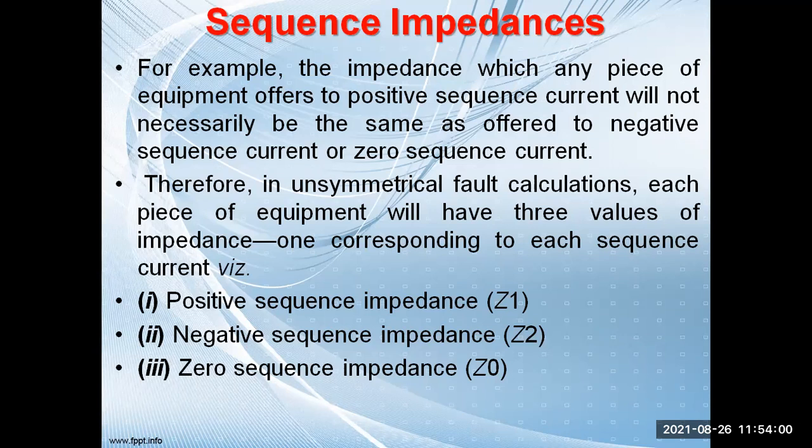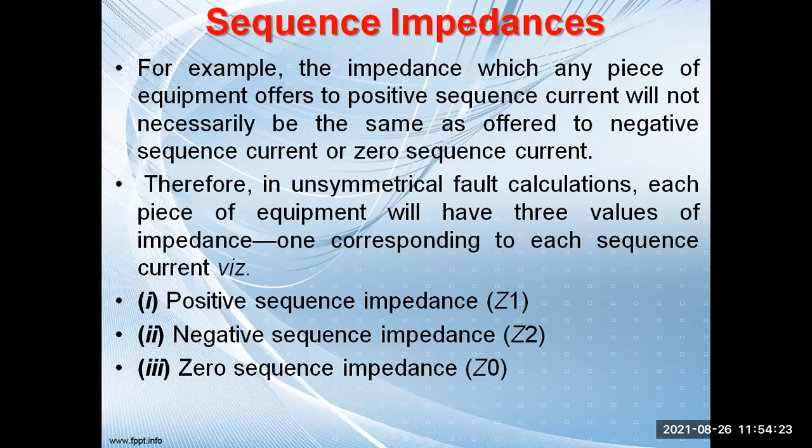So now, for example, the impedance which any piece of equipment offers to positive sequence current will not necessarily be the same as that offered to the negative sequence current or the zero sequence current. We have seen that the positive sequence current, the negative sequence current, and the zero sequence current are all different, in both their magnitude and their angles.